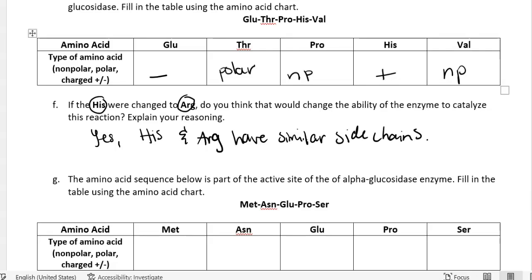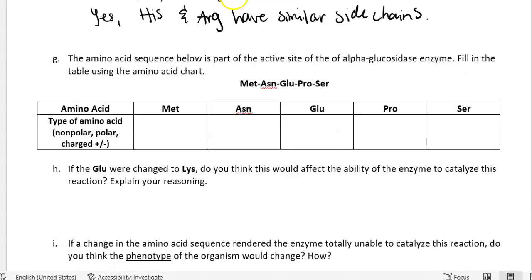Something along those lines. G tells us the amino acid sequence below is part of the active site of alpha-glucosidase. Fill in the table using the amino acid chart. And what we find is that methionine is non-polar. This is polar, negatively charged, non-polar, and polar. And that's just what I'm getting from the table below.